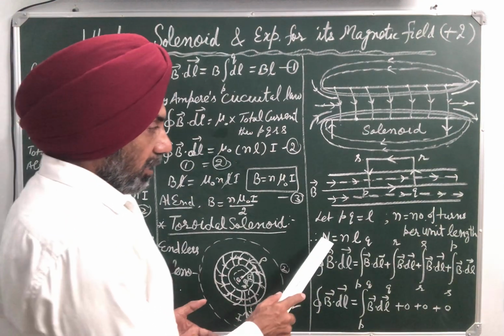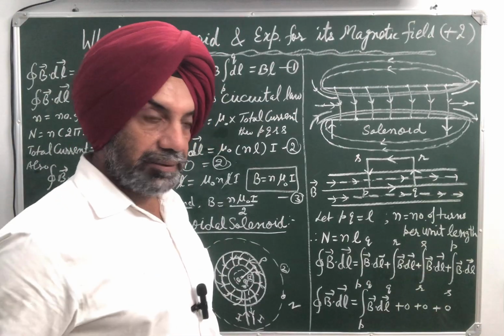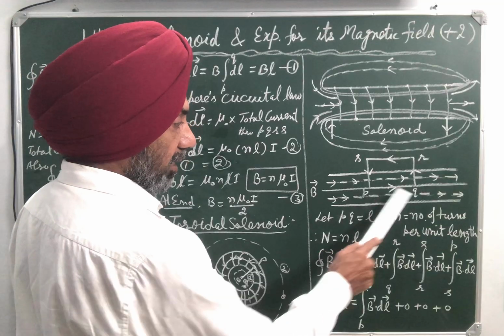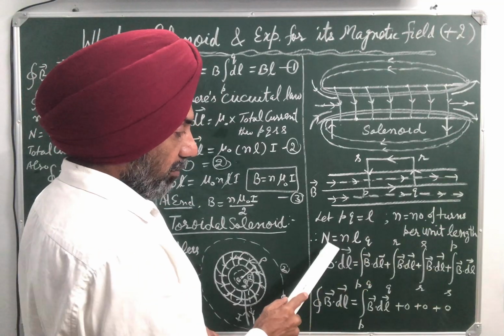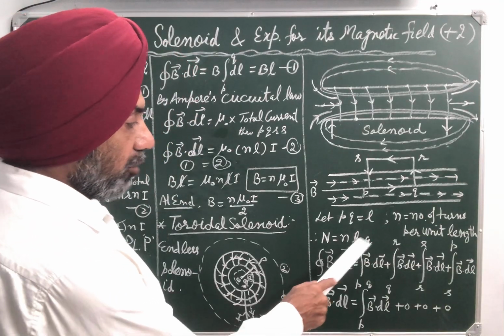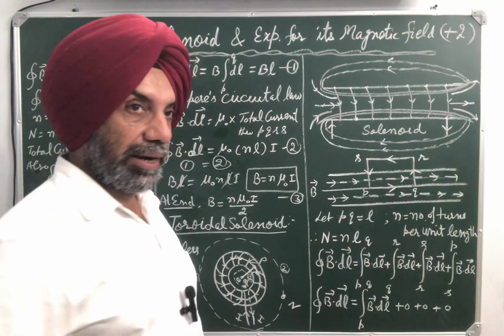So it means if small n is equal to the number of turns per unit length of the solenoid, then the total number of turns in the length L of the solenoid, if PQ is equal to L, will be equal to nL. Capital N is equal to n into L, the total number of turns in the length L of the solenoid.